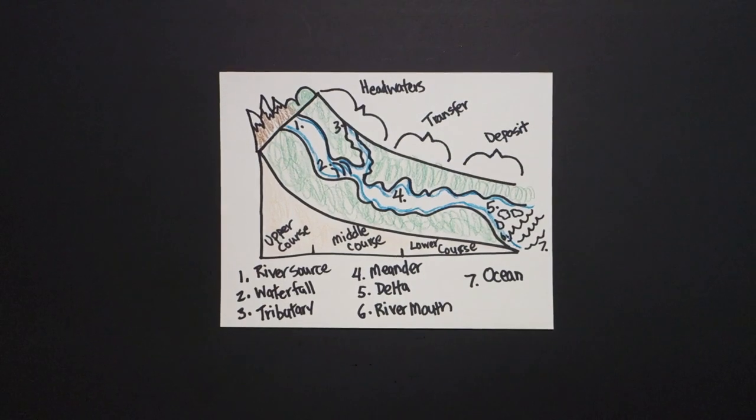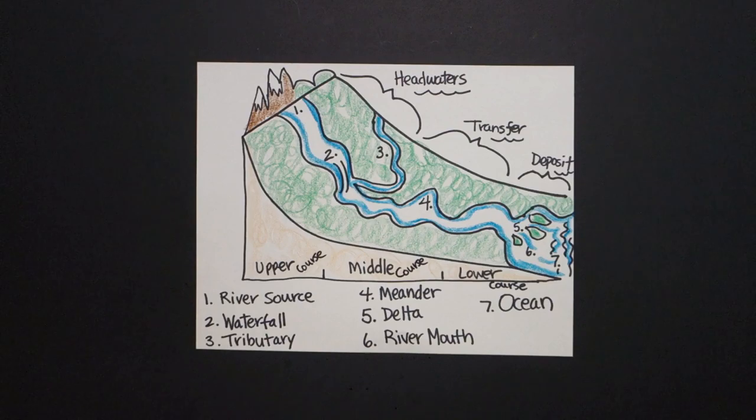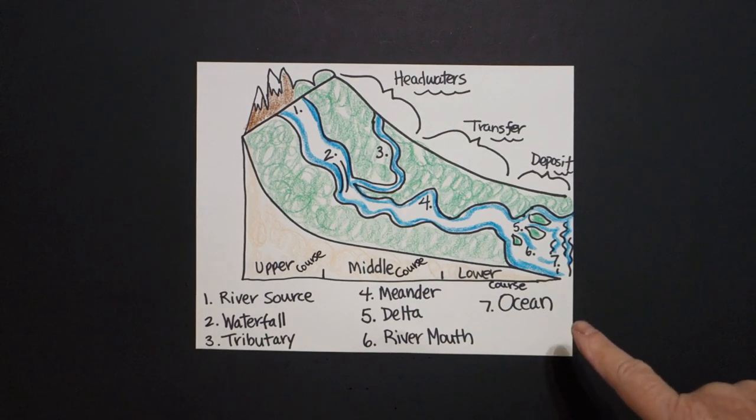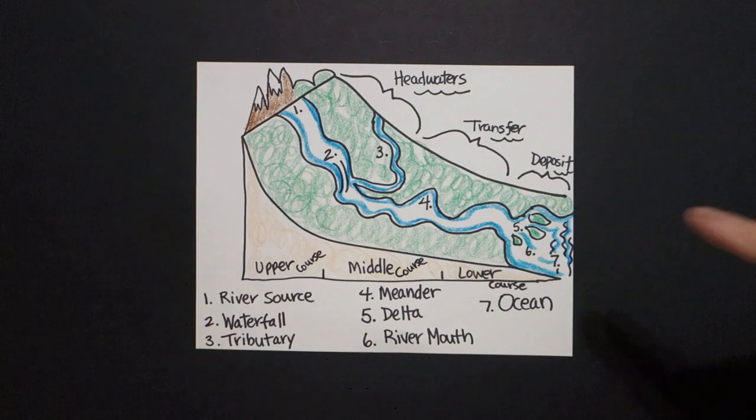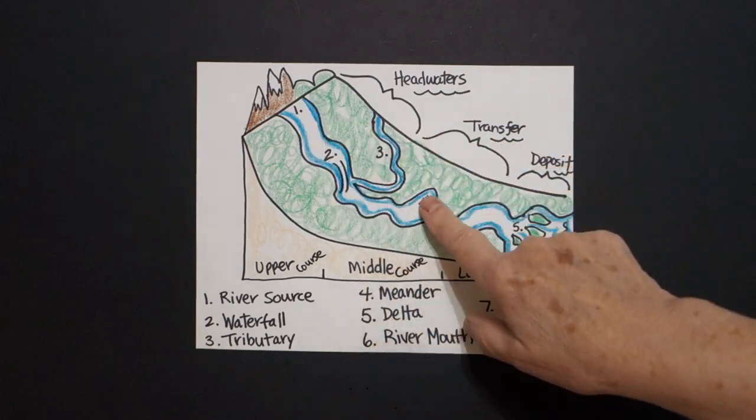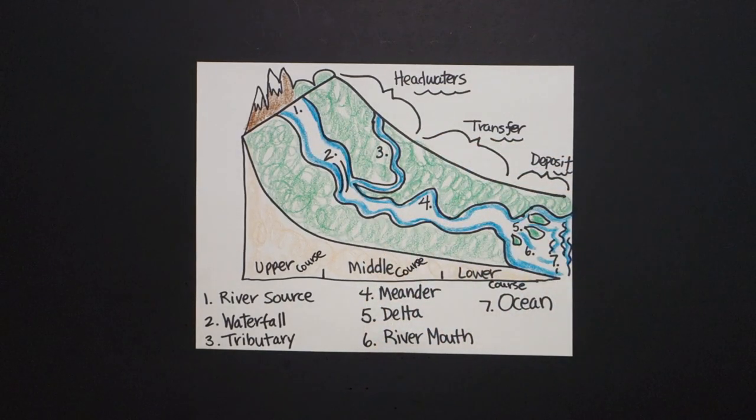Okay, let's see what this looks like all colored in. Okay, here is my river all colored in. Remember that it is water that moves, that eventually, as it makes its way through all of these other places and entities, it flows into the sea, into the ocean.